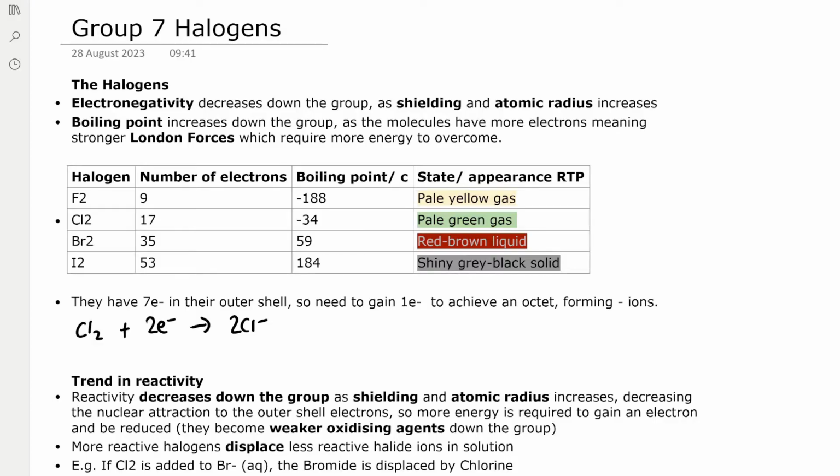And then at room temperature and pressure, fluorine is a pale yellow gas. Chlorine is a pale green gas. Bromine is a red-brown liquid because it has a higher boiling point. And iodine is a shiny grey-black solid because it has a very high boiling point.